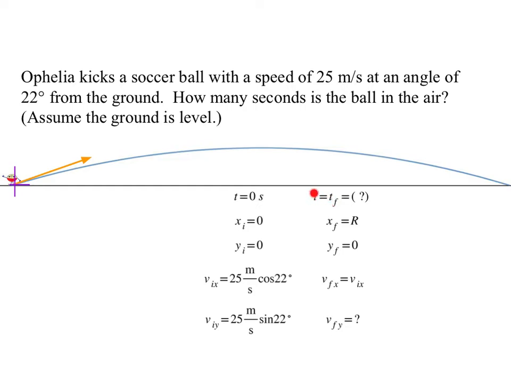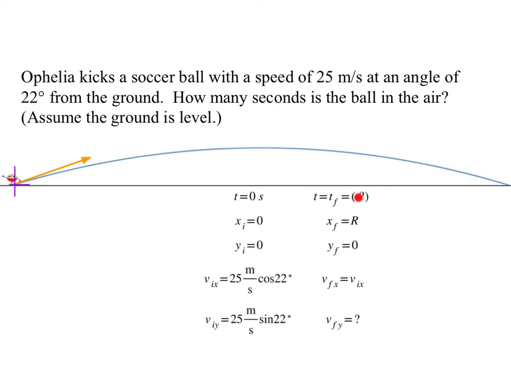And then the ball lands all the way out here, at a time tf that we don't know, at an x-coordinate of r that we don't know. But we do know that it lands back on the ground, so yf is 0 again. We know that the final velocity in the x is always equal to the initial velocity in the x, and we don't know the final velocity in the y, although we'll talk a little bit later about how we really kind of do. But we don't have that given, so we'll treat it as unknown.